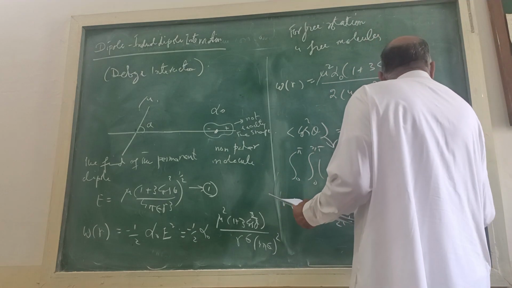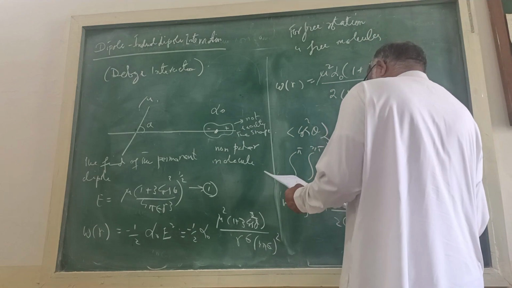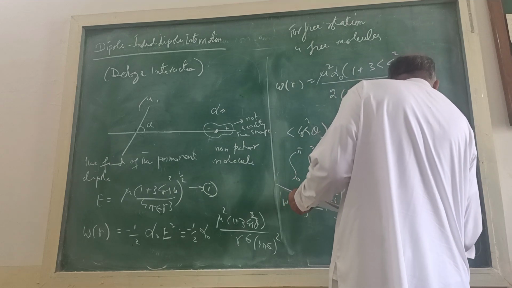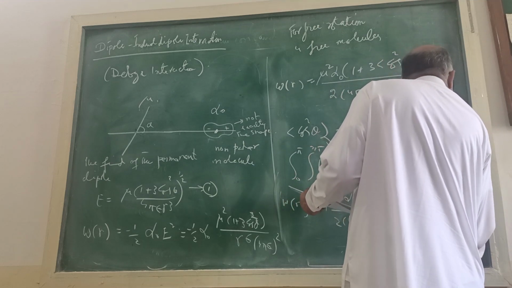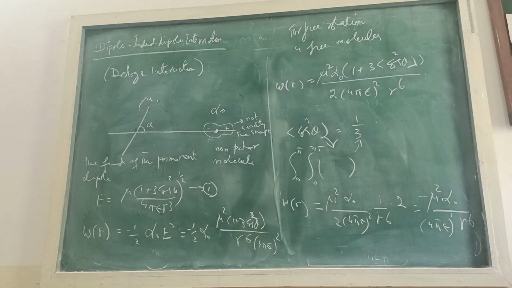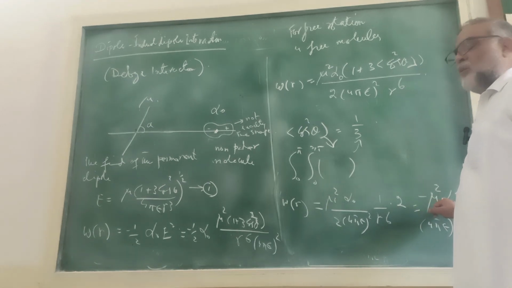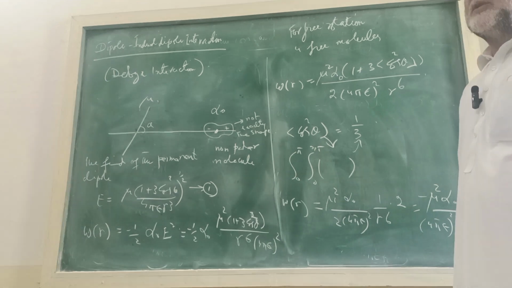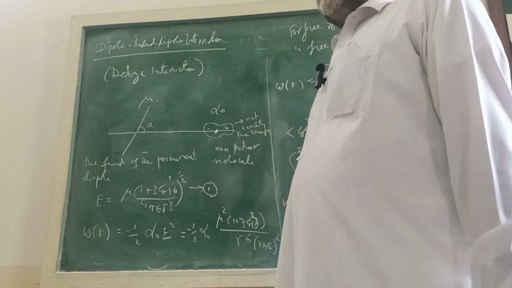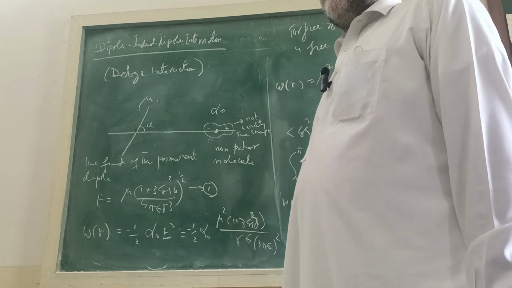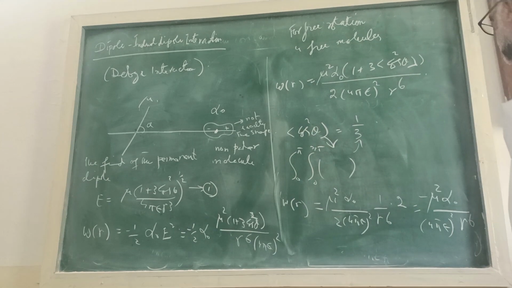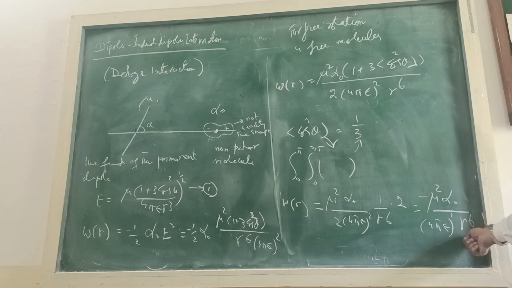Minus mu square alpha naught divided by 4 pi epsilon whole square r to the power 6. This is the interaction energy between a freely rotating molecule, which has a permanent dipole moment, and a neutral molecule, which has polarizability equal to alpha naught. So this interaction energy varies as 1 over r to the power 6.